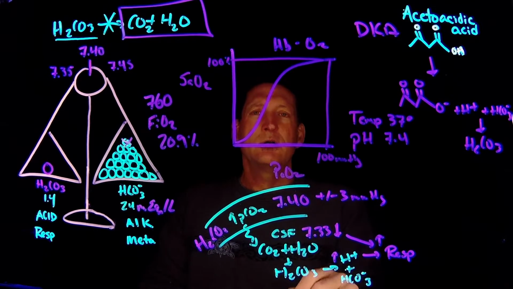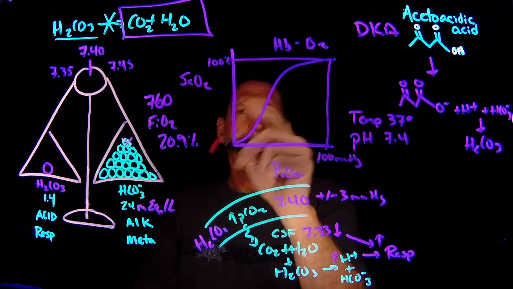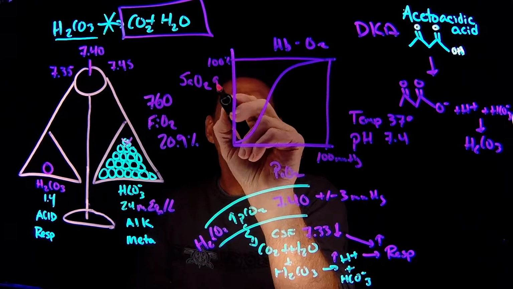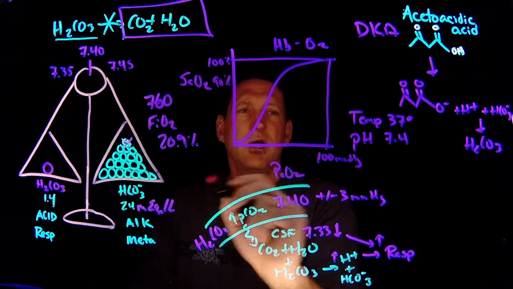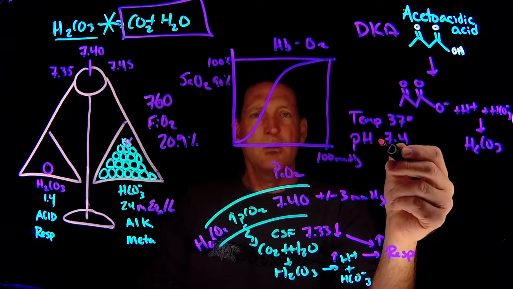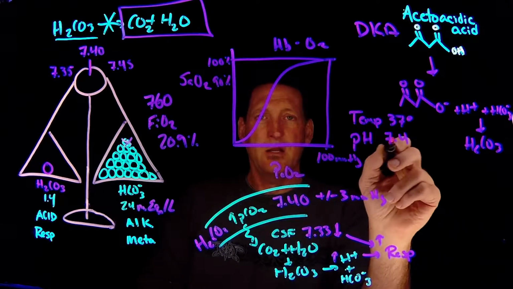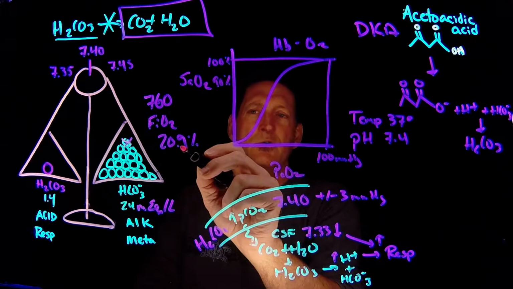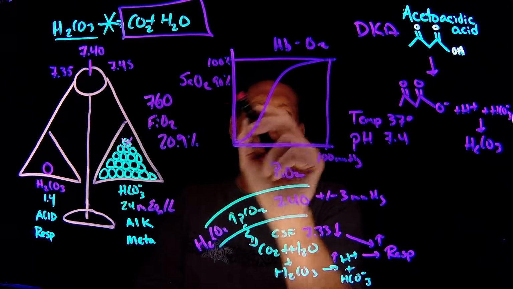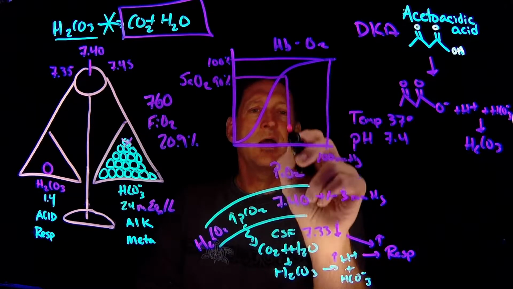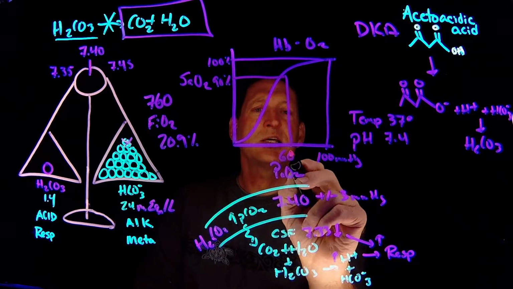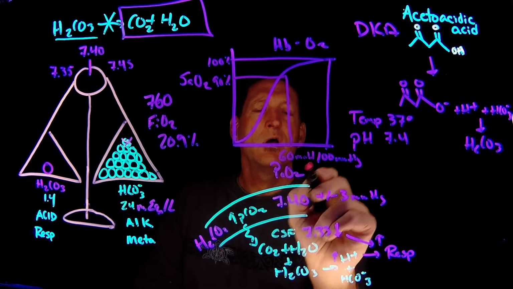I also know that if I have a patient and their SaO2 reads 90%, as long as they're afebrile, they don't have an acid-base disturbance, they're in normal range, their FiO2 is 20.9, and they're at sea level, I can come across like this and down, and I know that they're at 60 millimeters of mercury on their PaO2.